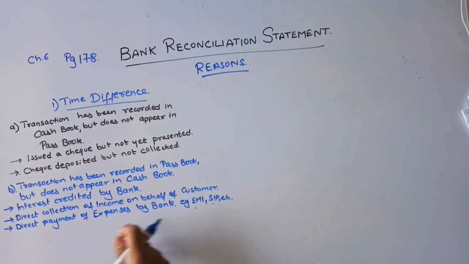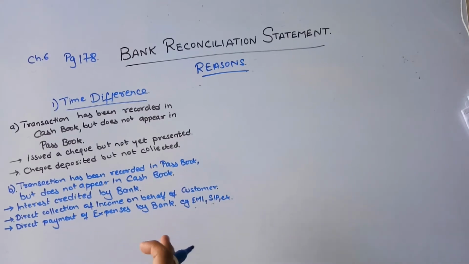These are the transactions which are being directly made by the bank. We don't even get to know that the money has been debited until and unless we update our passbook. So those will reduce my balance as per the passbook. Will that be reflecting in my cash book? No. Till the time I don't update my passbook, those transactions will not be reflecting in my cash book. So that will lead to the difference.